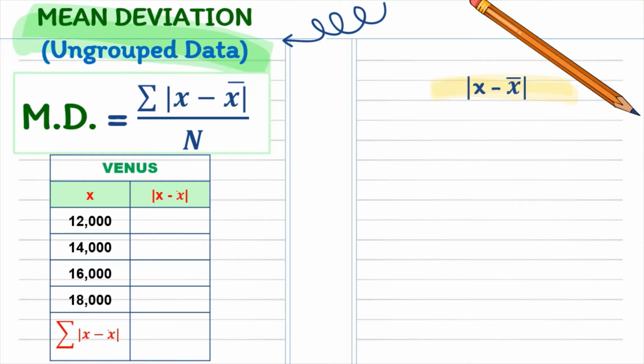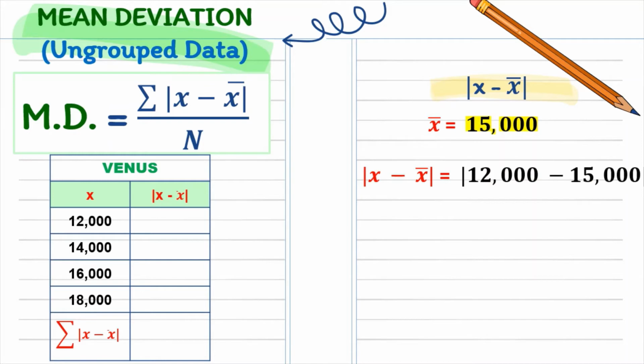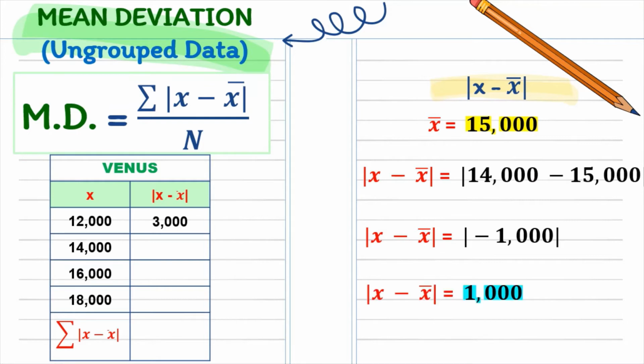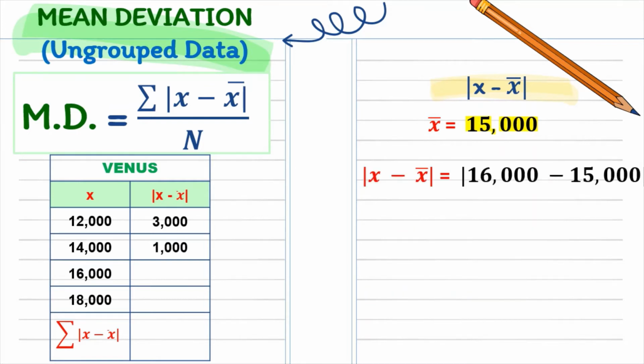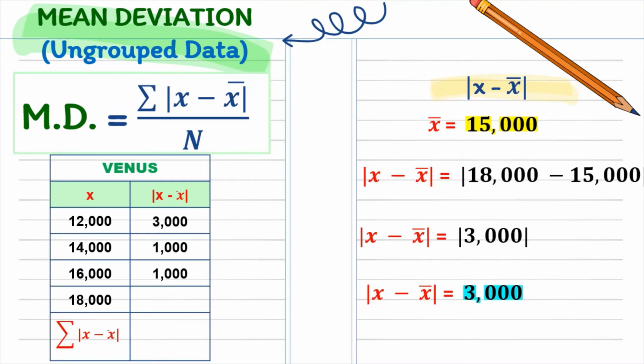And then after we get the mean, we will subtract it from the score. So the score is 12,000 minus 15,000, that is negative 3,000. Since it is in absolute value, negative 3,000 becomes positive 3,000. Next one is 14,000 minus 15,000, that is negative 1,000. The absolute value is 1,000. Then 16,000 minus 15,000, that is 1,000. Next, 18,000 minus 15,000 is equal to 3,000.